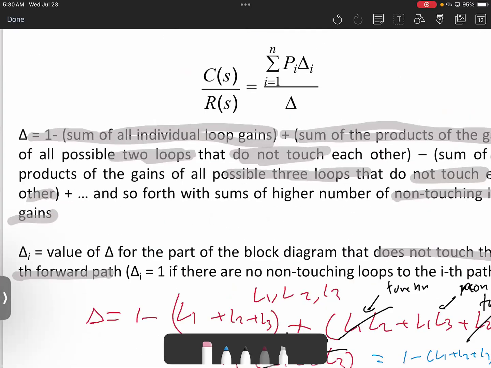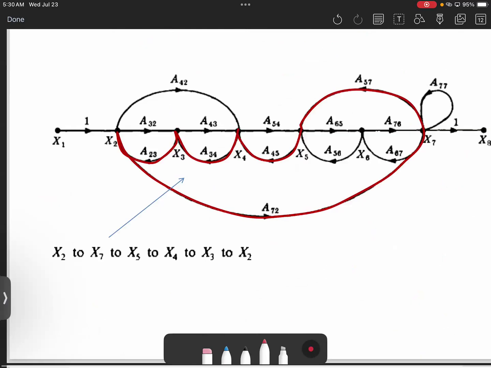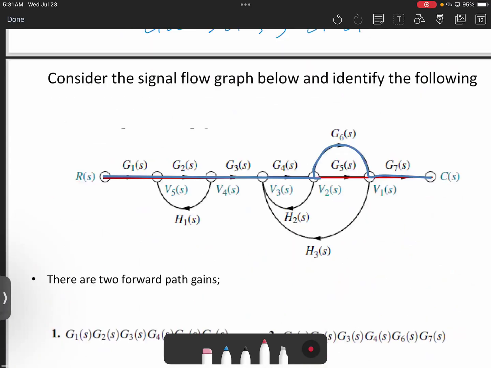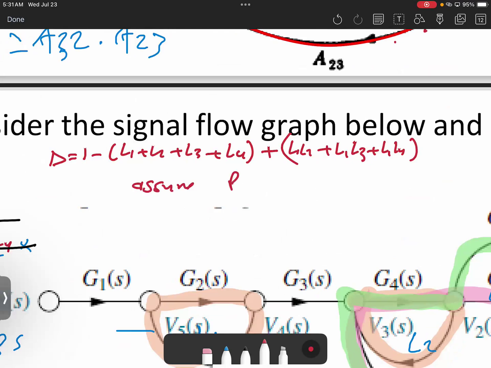Let me go back to the example that we already wrote here. Let's assume path 1 touches loop 1, loop 2, and loop 3, but it doesn't touch loop 4. So delta 1 will be 1 minus anything with loop 1, which is 0, loop 2 is 0, loop 3 is 0, loop 4 remains, so 1 minus L4.